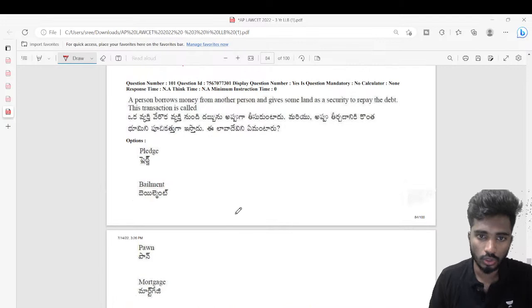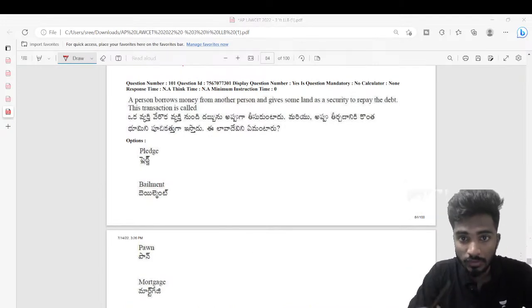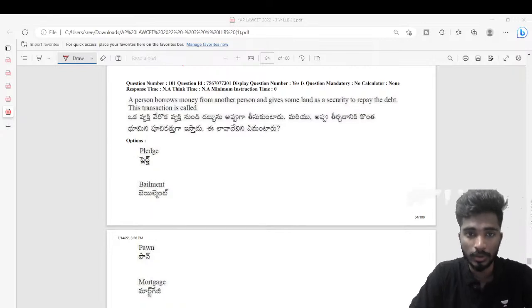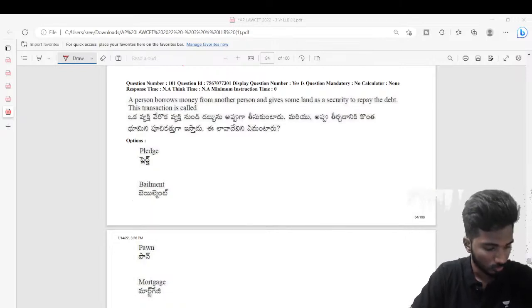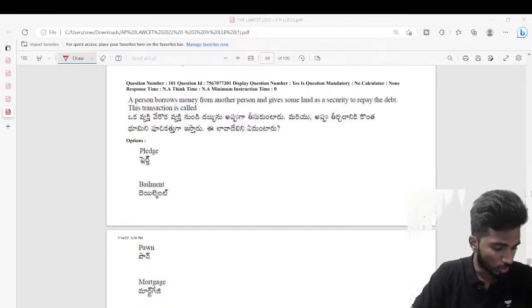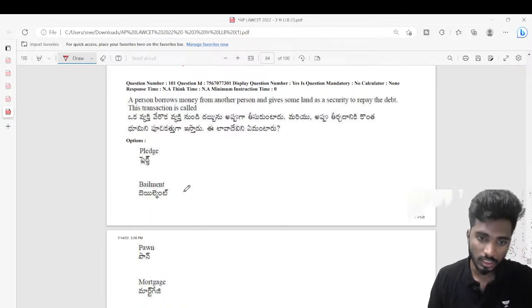A person borrows money from another person and gives some land as a security to repay the debt. This transaction is called... ఒక వ్యక్తి మరొక వ్యక్తి నుండి డబ్బును అప్పుగా తీసుకుంటాడు మరియు అప్పు తీర్చడానికి కొంత భూమిని పూచికత్తుగా ఇస్తాడు. ఈ లావాదేవీని ఏమంటారు? వెరీ గుడ్. మధు, త్రిష, ఆల్ఫా, జీవన, టిఎస్, విజయ, ప్రియాంక. Very good, guys. So the answer is mortgage.